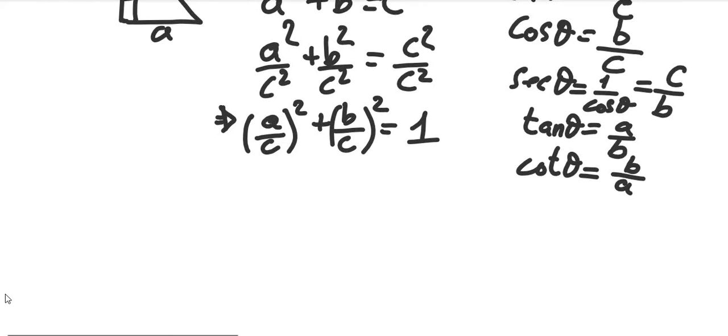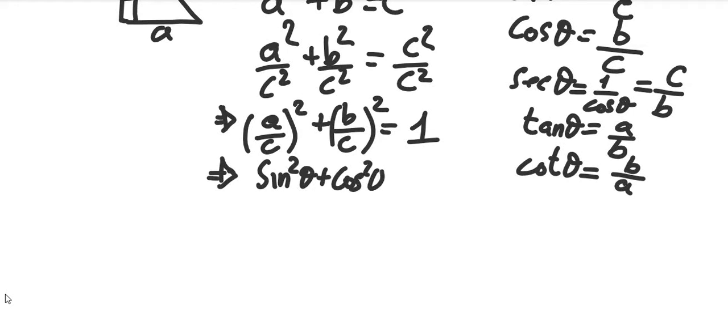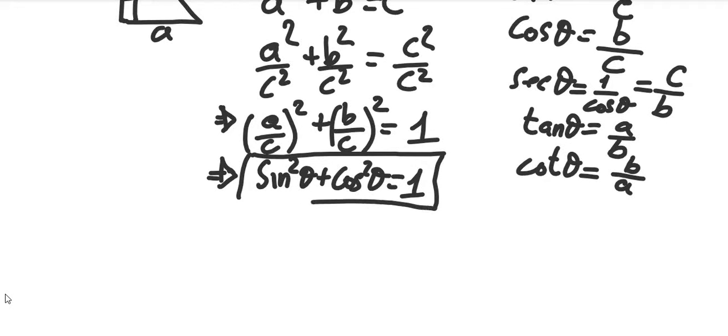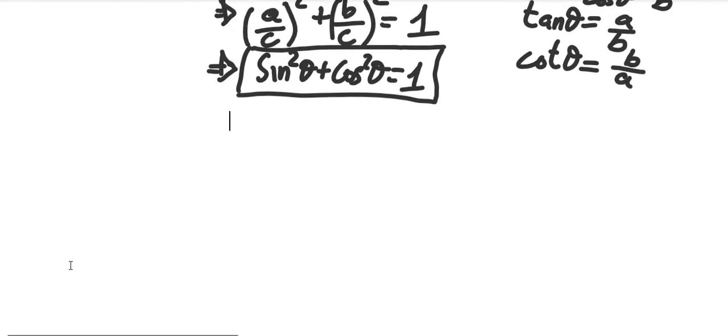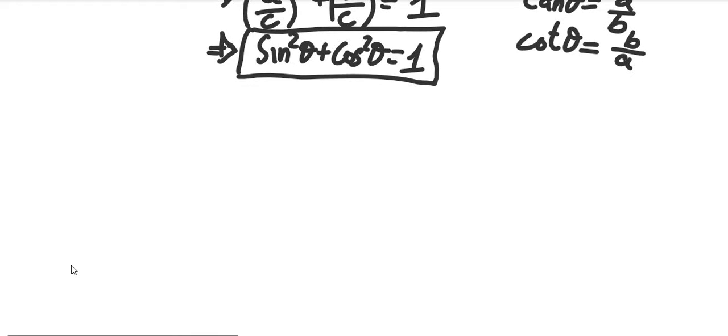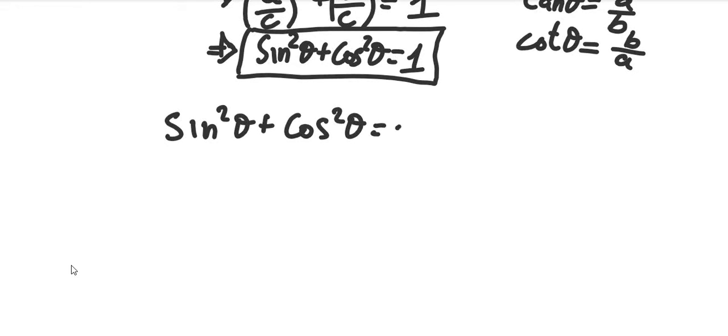With that, I can clearly see that in this expression I will obtain sine squared theta plus cos squared theta is equal to 1. This is a very important expression in trigonometry. Let us continue with this expression. I have this expression, sine squared theta plus cos squared theta is equal to 1.